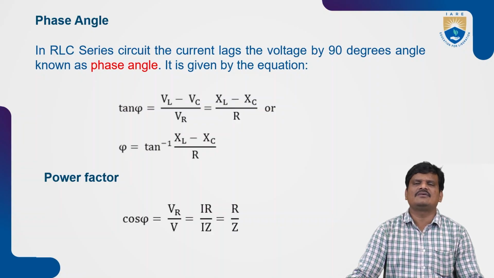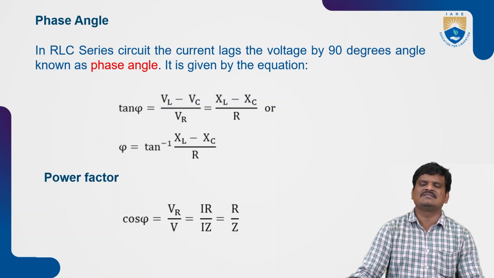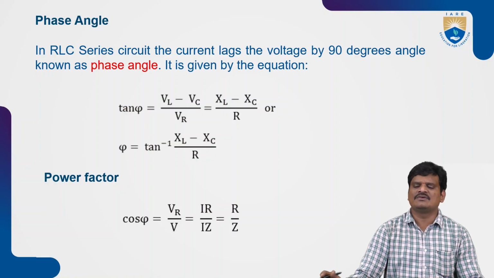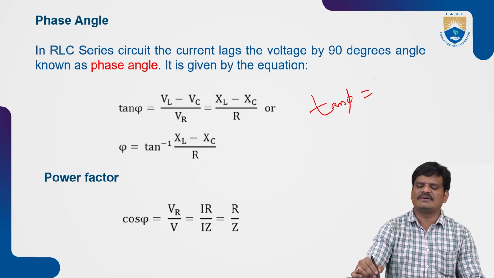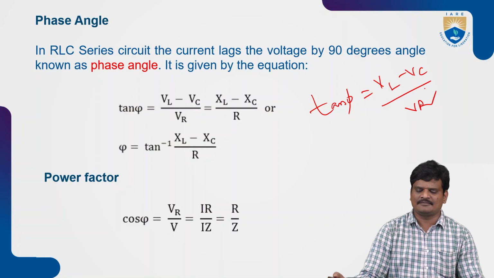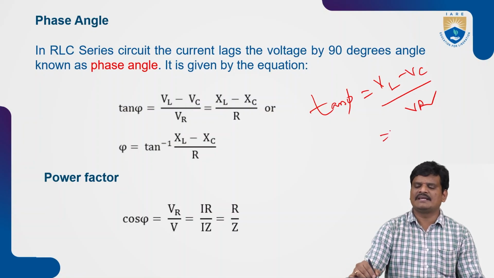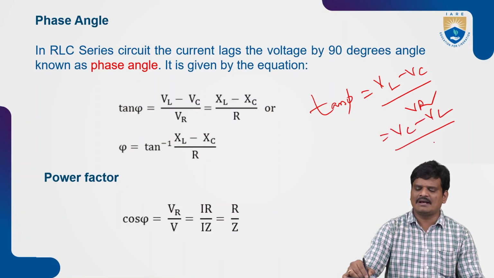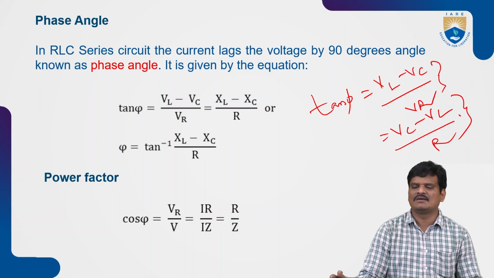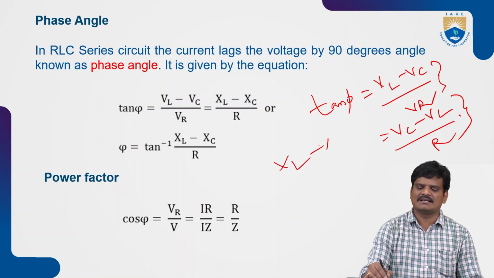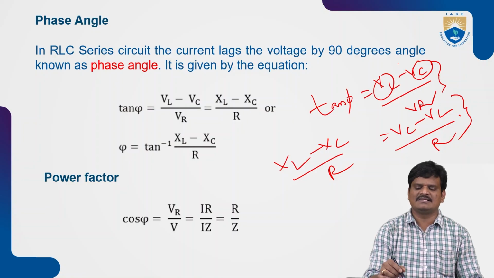As we know, in order to calculate the value of a phase angle, you need to consider the phasor diagram approach, and by using the phasor diagram, first you need to calculate the value of tan phi. So by using the phasor diagram, the value of tan phi obtained is VL minus VC by R, or else it can be VC minus VL by R. Both are same. These are the two values of tan phi when I am considering the different values of phasor diagram. Or else it can also be written as XL minus XC by R, by substituting the value of VL and VC.